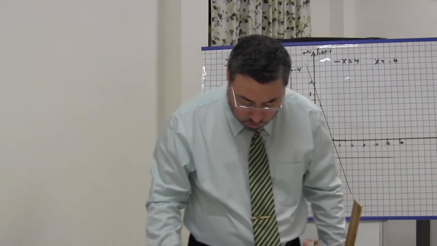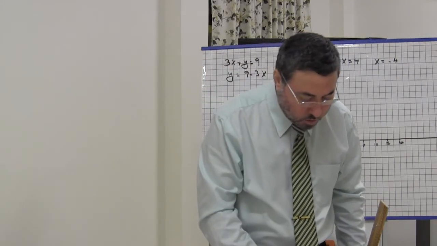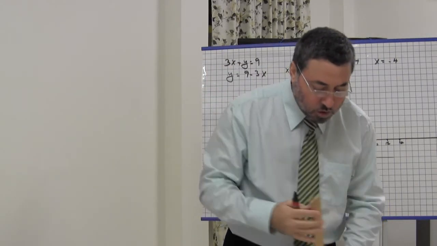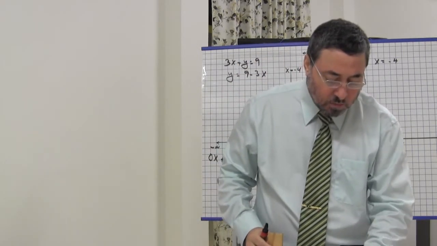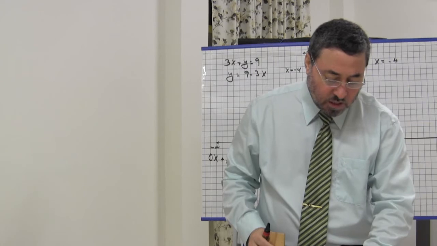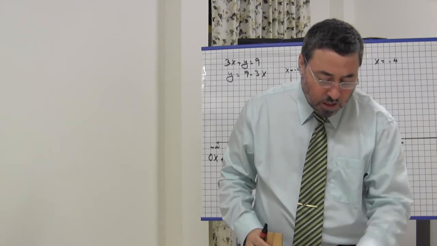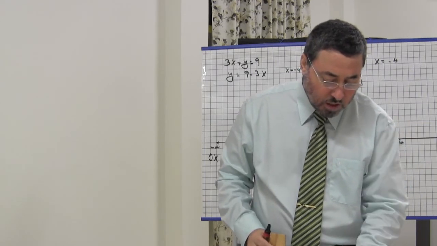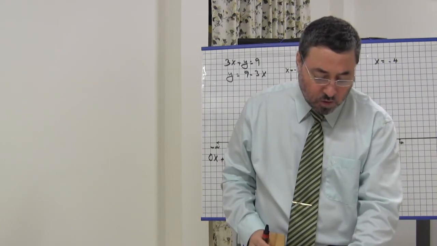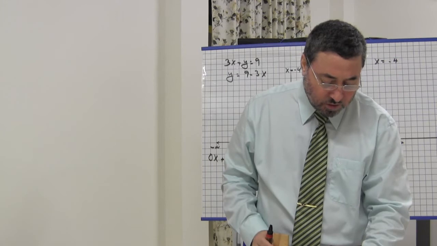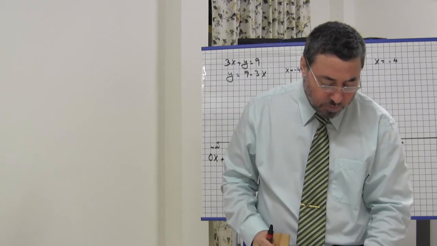Next, we're going to do number 25. Use the vertical line test to determine which relations are functions. Number 25 is not a function. If you do the vertical line test, it will intersect the graph in 2 points. Number 26 is a function, 27 is a function, 28 is a function.